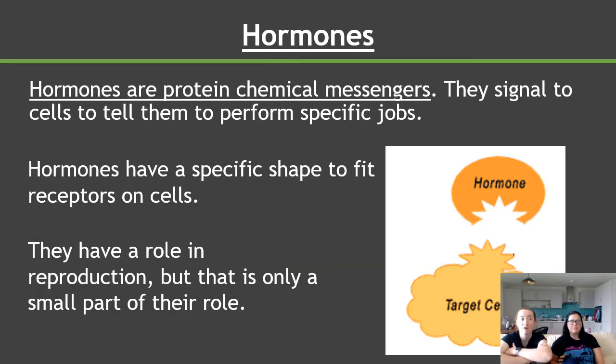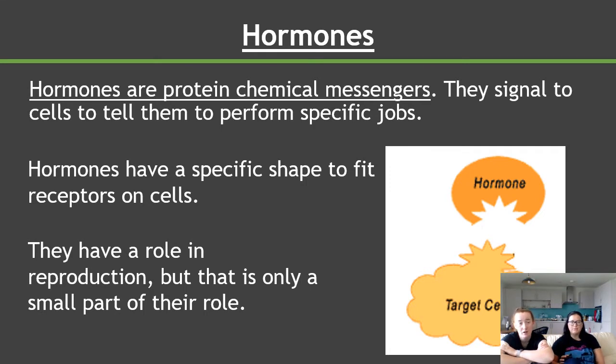Okay, so firstly, hormones. It's probably something you've heard of before, something that most of you will be very aware of. They are types of proteins, unsurprisingly. They're actually known as protein chemical messengers, and their job is basically to signal cells to do specific things.